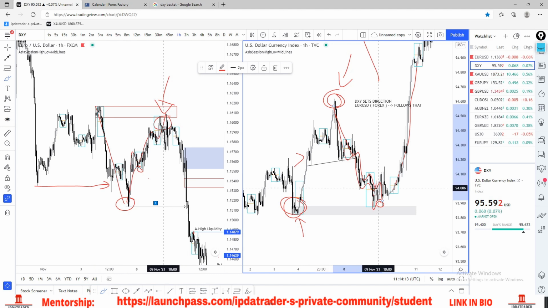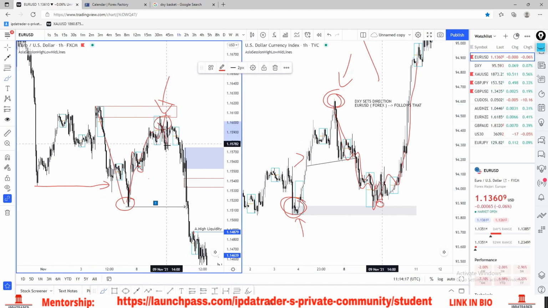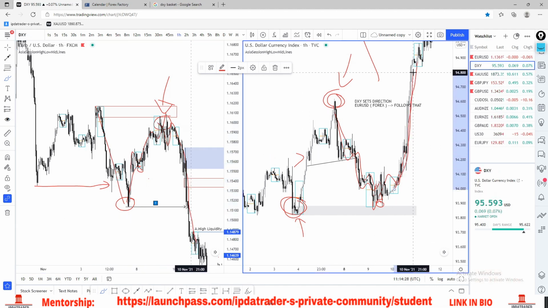Your DXY shifts and starts going bullish. Euro USD takes a little bit more of a time, but essentially does the same thing and provides you with this sell-off, while DXY is literally flying over here, right?